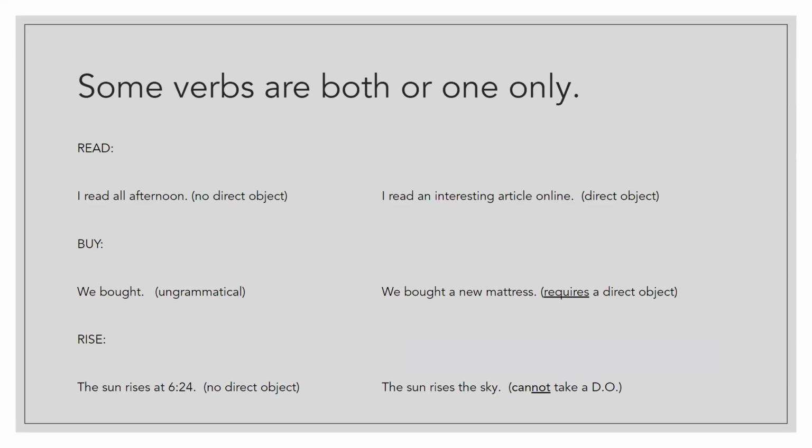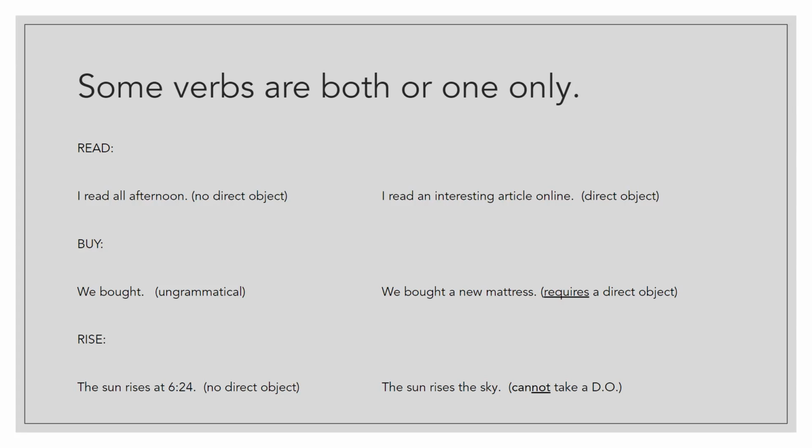And then we have verbs like rise, which are only intransitive. They cannot take a direct object. So I can say the sun rises, period, right? The sun rises at 6:24. Again, that's not a direct object. That's a prepositional phrase. I'm telling you when the sun rises, but the sun rises, okay, period. I can say the sun rises in the sky. That would be a prepositional phrase, not a direct object, right? But I can't say the sun rises the sky or the sun rises anything.